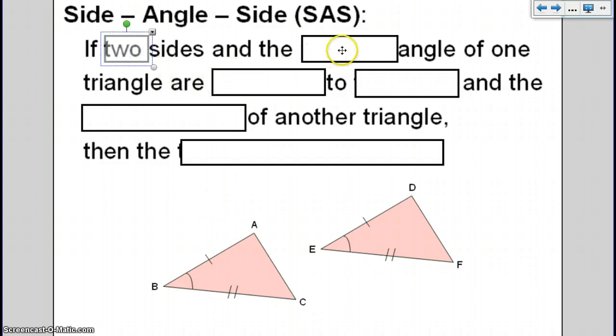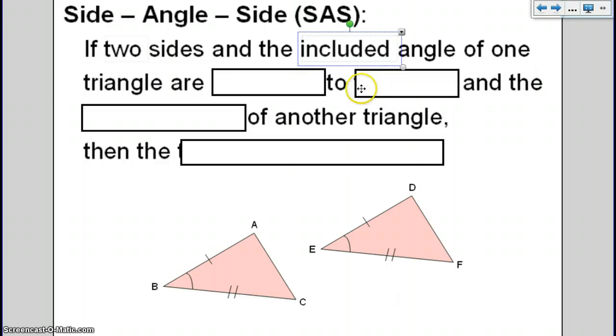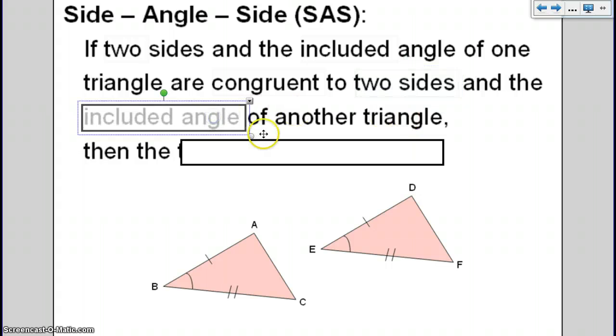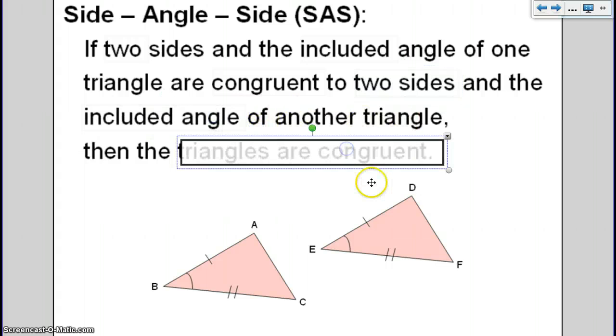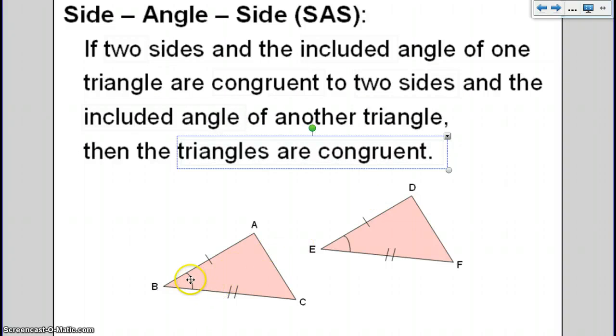It says that if two sides and the included angle of one triangle are congruent to two sides and the included angle of another triangle, then the triangles are congruent. Included means I have a side and I have another side. If I have an angle in between these two sides, it's called an included angle. Here I have a side, an angle that's included in between these two sides. So I have side, angle, side. And you'll notice that this A is in between these two S's. So this A is included in between these two S's.